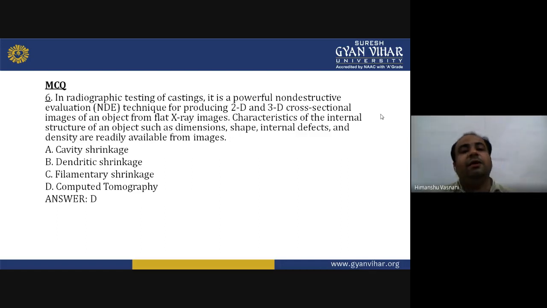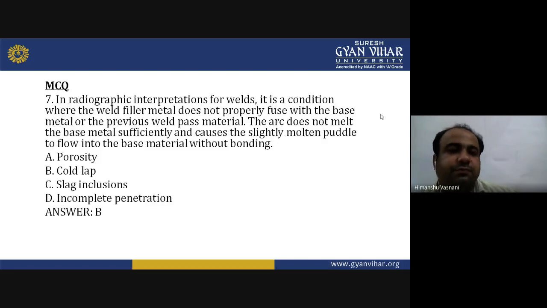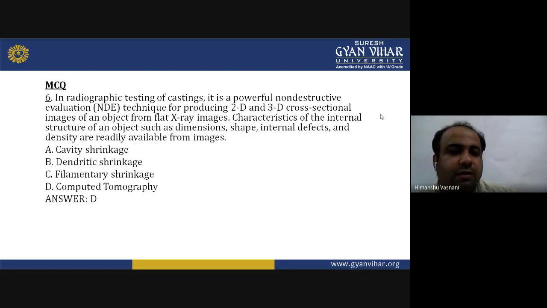Okay. Now in radiographic testing of castings, it is a powerful non-destructive evaluation (NDE) technique for producing 2D and 3D cross-sectional images of an object from flat X-ray images. Characteristics of the internal structure of an object such as dimension, shape, internal defects, and density are readily available from the images. So what do we call this? I've shown you an image in which there was a turntable and a source and X-ray, which is called computed tomography.